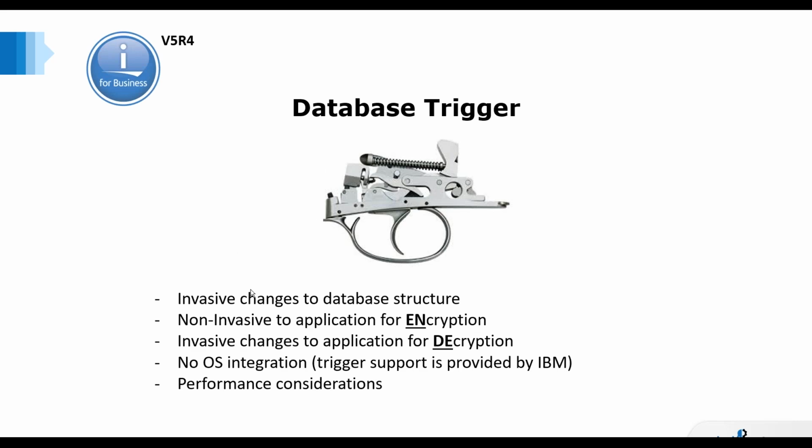Now, the database trigger was added as part of the database structure in v5.r4 as well. It allows us to fire off an event when data is read, changed, or deleted. The idea here is that we can do something at the database level without the application having to be involved. So, not unlike the API approach, you still have to make structural database changes for encryption, but you don't have any invasive changes to your application layer. So, a little bit better.